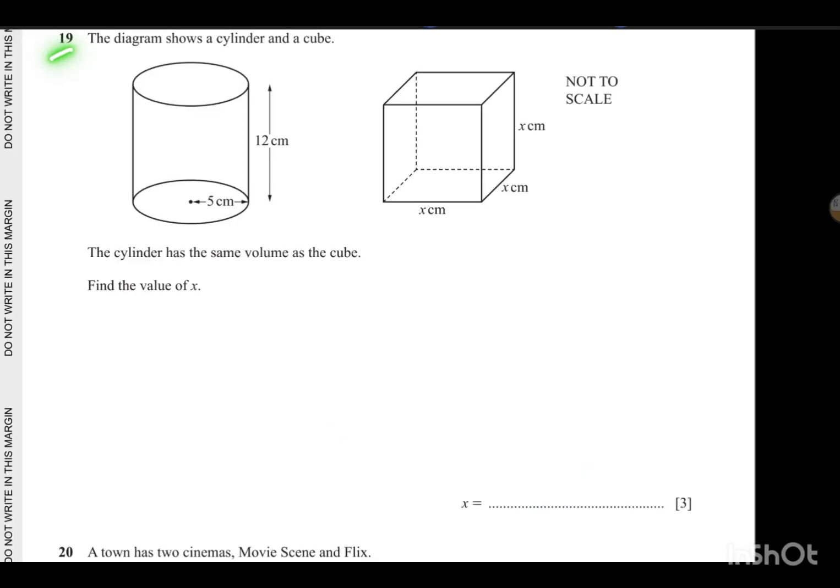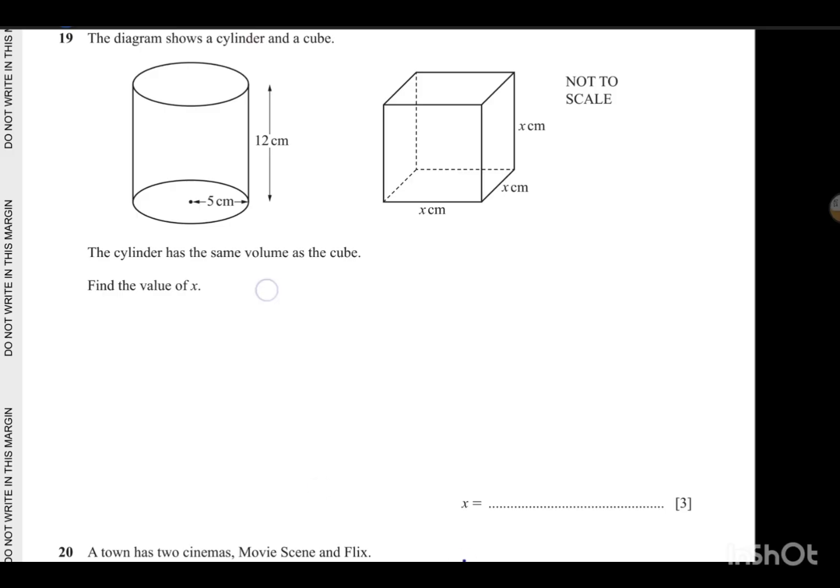Question number 19. The diagram shows a cylinder and a cube. This is the cylinder, this is the cube. The cylinder has the same volume as the cube. Find the value of x. So the volumes of these two solid shapes are equal. We have to use that and find the value of x, that is each side of the cube.